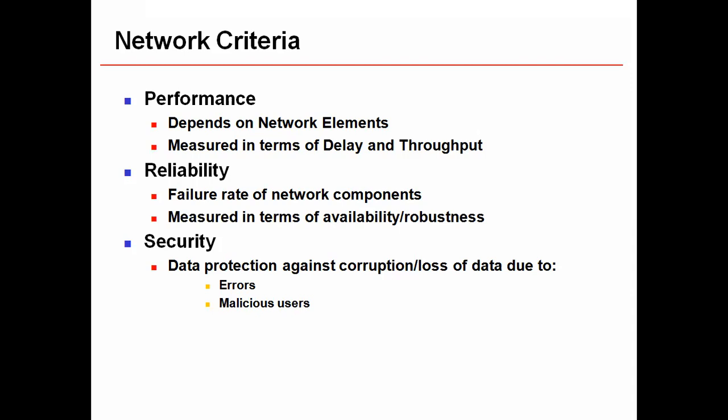So the failure rate of the network components is very, very important, and is measured in terms of availability and robustness. Okay. Third one is security.